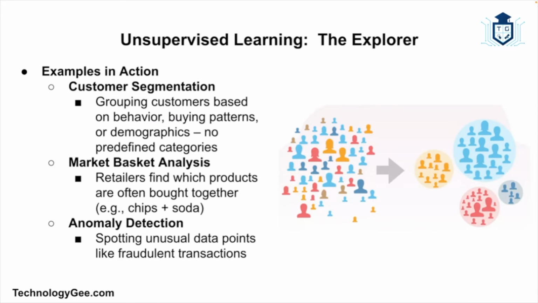And here are some examples of unsupervised learning. You have customer segmentation, where businesses use unsupervised learning to group customers by behavior, buying patterns, or demographics without predefined labels. There's what's called market basket analysis, where retailers use it to find product combinations that are often bought together, like somebody going to buy some chips and soda. And then there's anomaly detection, which is used to find unusual data points like fraudulent transactions in banking.